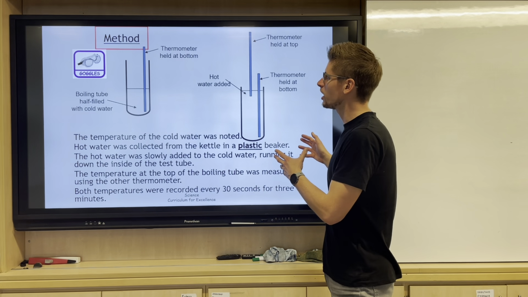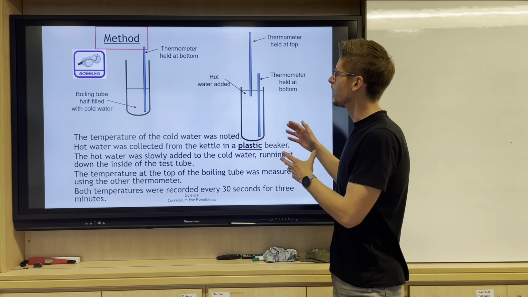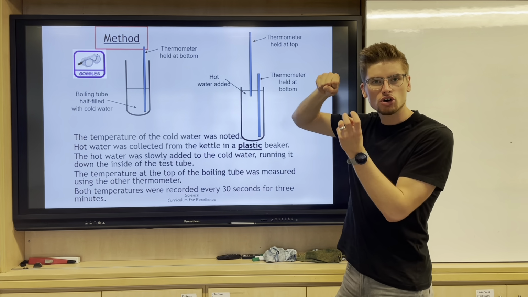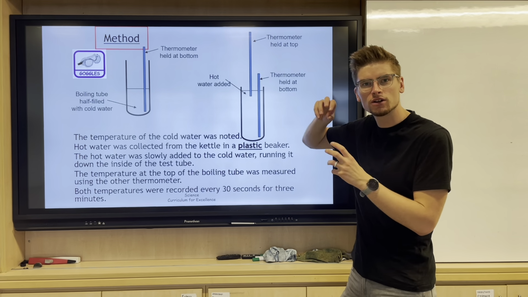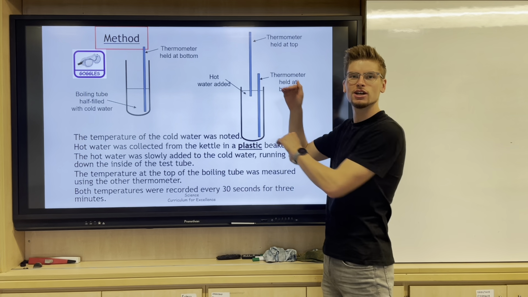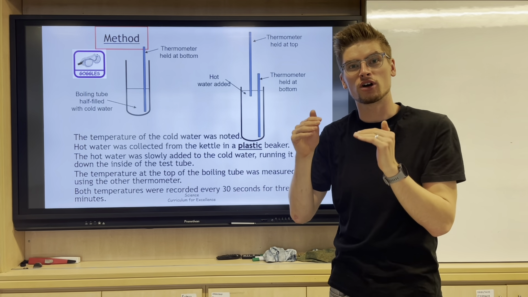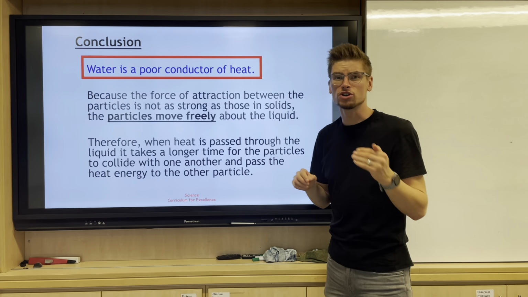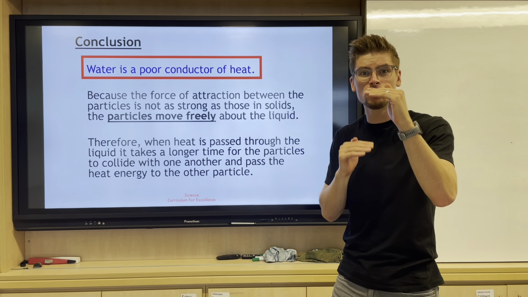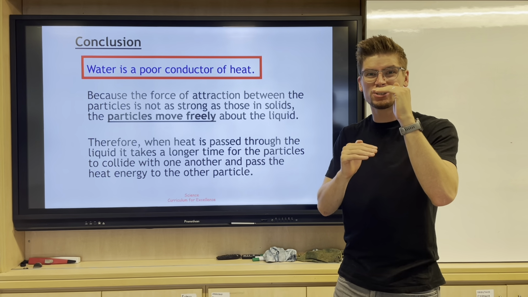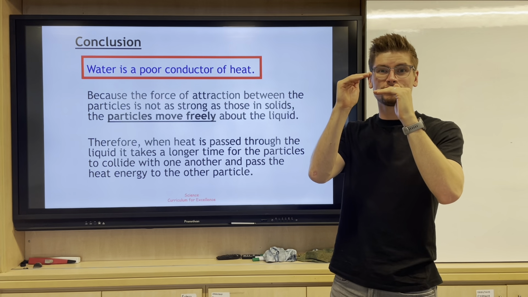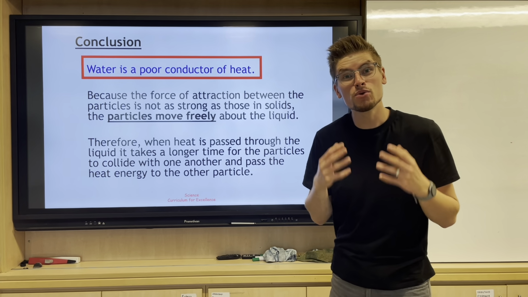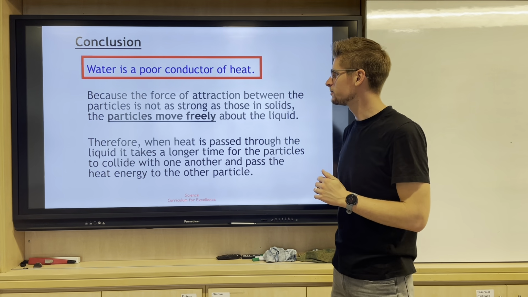We used a test tube and a boiling tube where we had a thermometer down at the bottom and a thermometer at the top, and we added hot water to cold water, just dribbled it down the side, and we saw whether there was a change in the thermometer values for the top one and the bottom one. What we found out was actually there wasn't much of a difference, because conduction from the hot water didn't come all the way up to the top. It was very, very slow, and we could conclude that water is a very poor conductor of heat.